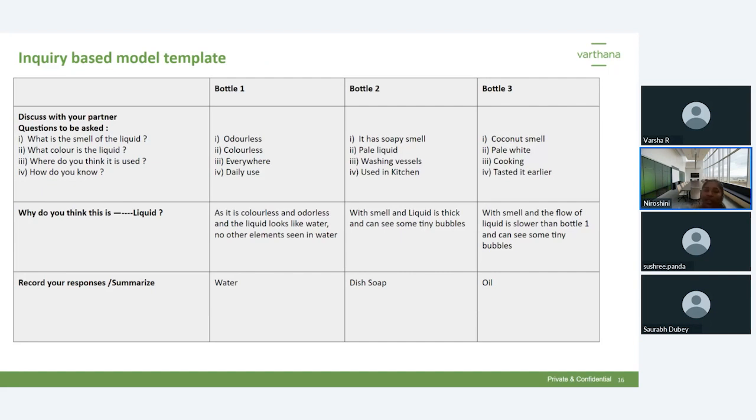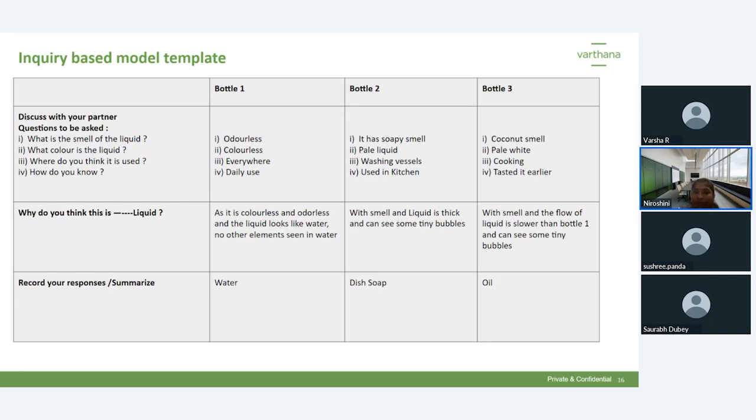So let's see how the template looks. As I said, we need to provide them with guiding questions when we are introducing the topic to them. Some of the guiding questions I have put down here would be like, what is the smell of the liquid? What color is the liquid? Where do you think it is used? And how do you know? Simple questions in the initial phases will make them understand very easily what is what.